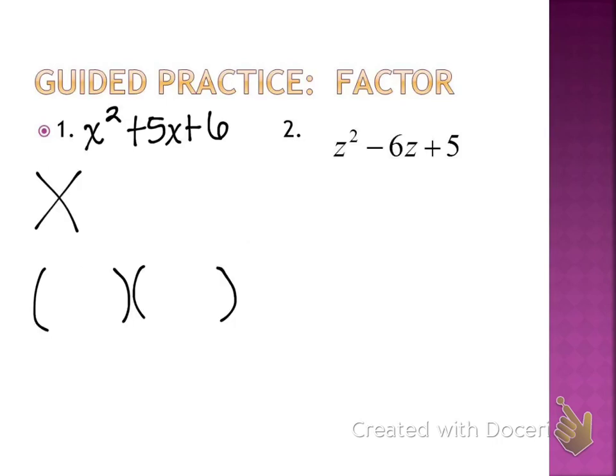All right, on these, I'm just going to set up the magic X. I don't know why they call it magic. Personally, I don't think it's very magical. So if you made a table so that you could figure out what your numbers are, that's fine. If you had to look at all your factor pairs. But I'm just going to stick with the X for these. To set them up, Danielle, can you tell me what should go on the top and the bottom of my X on this first one?